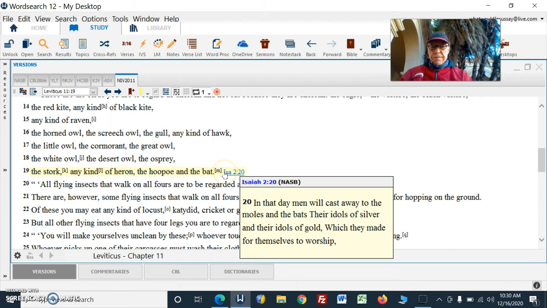Isaiah 2:20. In that day men will cast away to the moles and the bats their idols of silver and the idols.